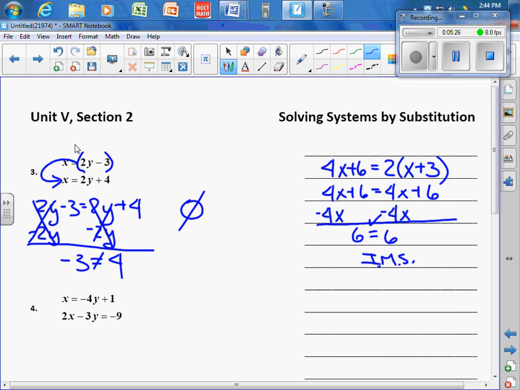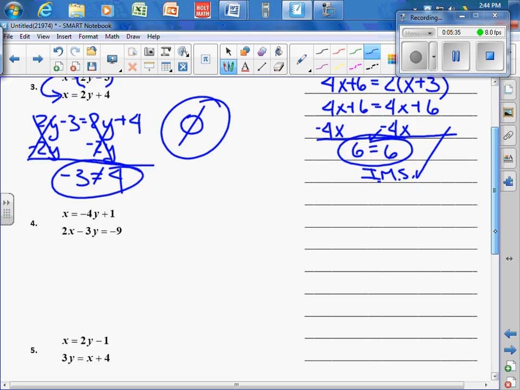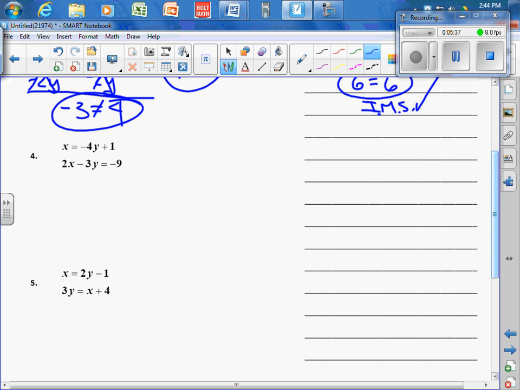So when the variables cancel out and you're left with a false statement, the answer is no solution. When the variables cancel and you have a true statement, you have infinitely many solutions.